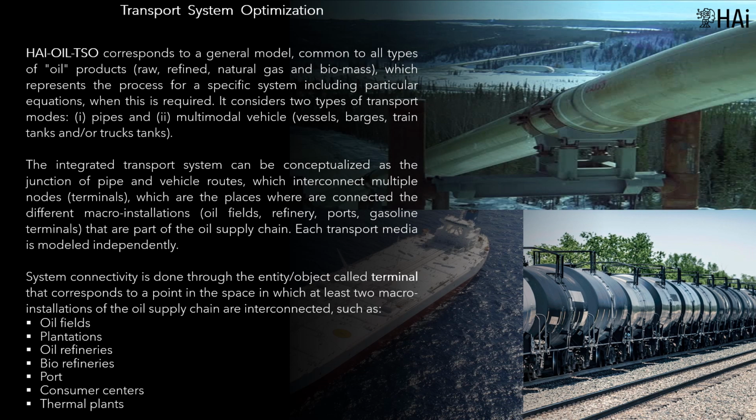The integrated transport system can be conceptualized as the junction of pipe and vehicle routes, which interconnect multiple terminals, which are the places where the different installations are connected. Each transport medium is modeled independently.